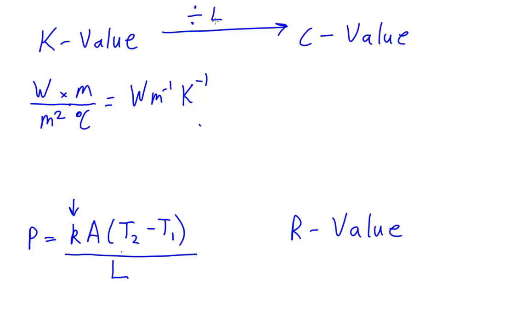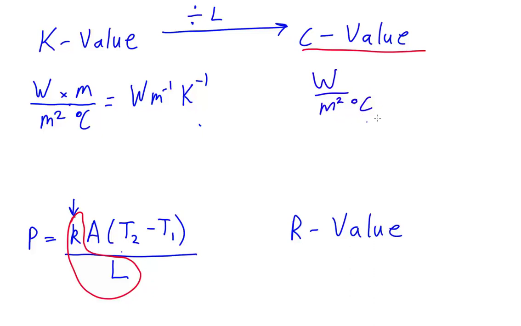So if we were to have a look, what is our C value? Well, our C value is essentially K divided by L. That's what this is here. It's going to have slightly different units. It's going to tell us how much energy is lost, so how many watts is lost per meter squared per degree Celsius. If you've got 1 meter squared of wall, it's how much heat will be lost through that every second for each degree difference between the wall outside and the wall inside.